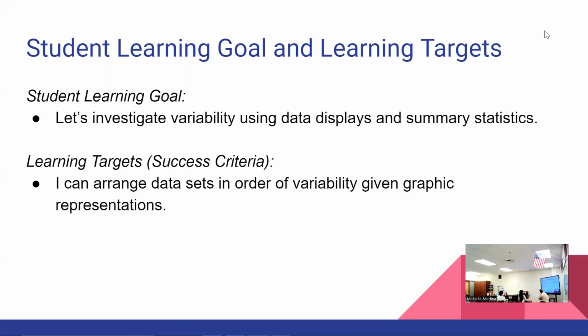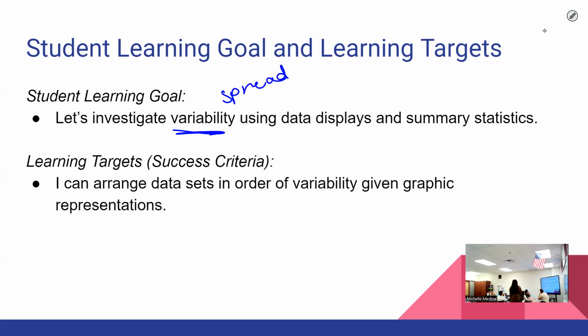So the goal and learning targets, it was mainly one thing: investigating variability, which tells you what about the data? How spread out it is. So center is like a typical value. Variability is the spread-outness of the data set. So those values could be completely different, like you saw.